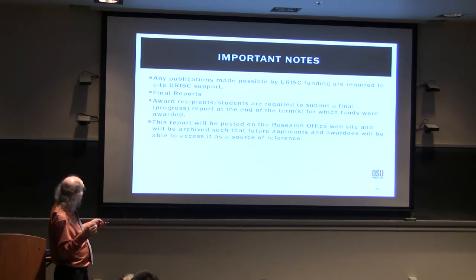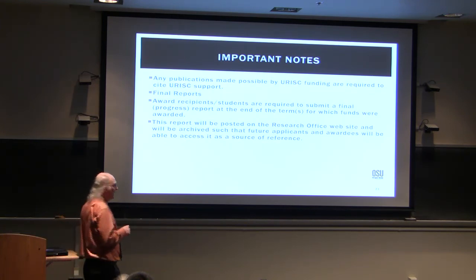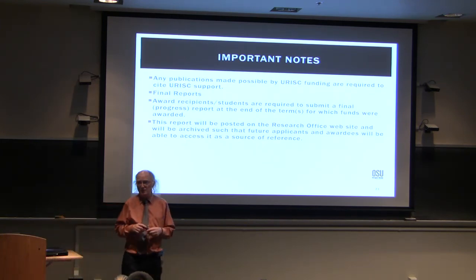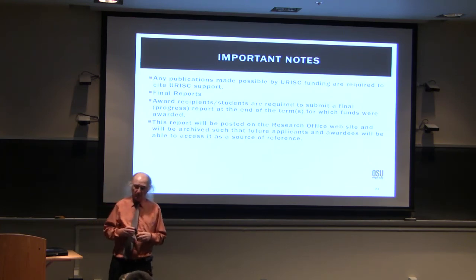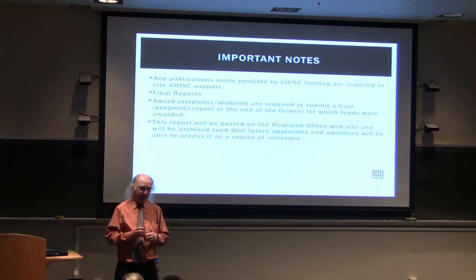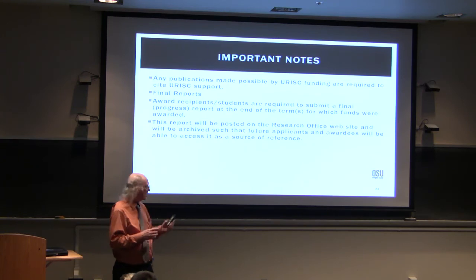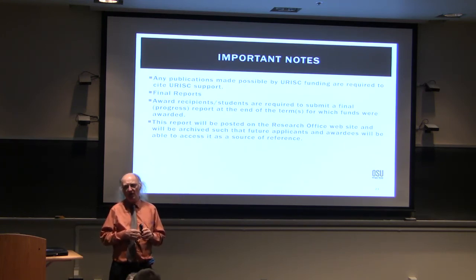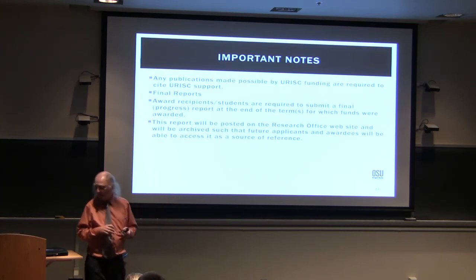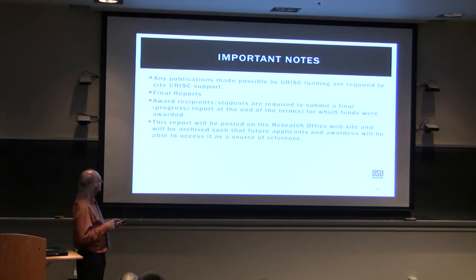Award recipients are required to submit a final report at the end of the term. This report will be posted on the Research Office website and archived so that future applicants and awardees will be able to access it as a source of reference. This can be a sticking point sometimes for professors working on a process that might be patentable, and they're worried about it getting out. I believe the Research Office will work with them in that case. I've at least seen some reference to that in the application. But you might want to talk about that with the professor before you get too far involved in something that's patentable or of concern.